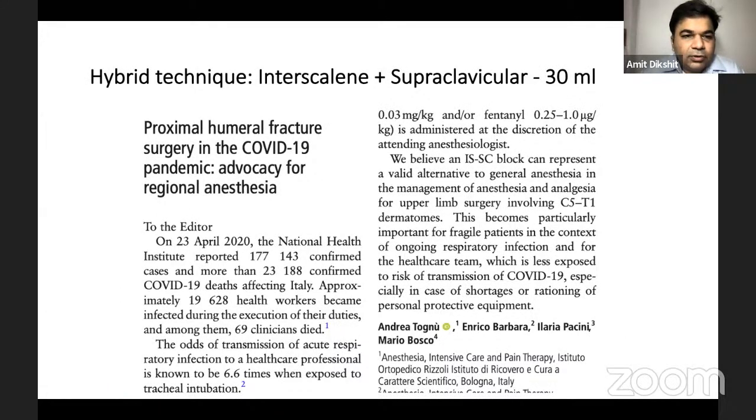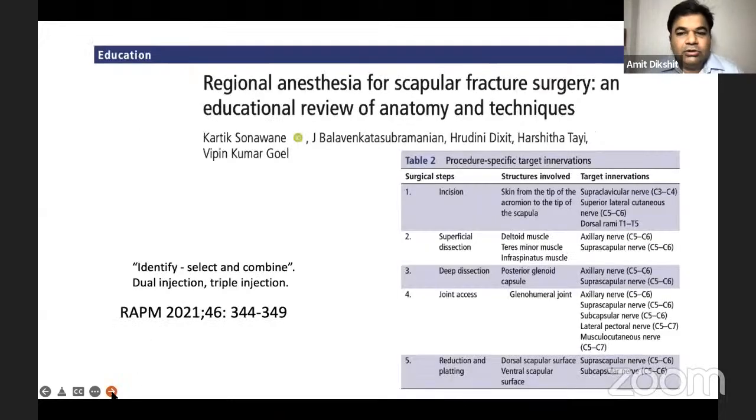Nowadays people have started utilizing a combination of blocks to have the desired effect without causing much complication. So instead of giving a single bolus, big injection of bigger volume, why not divide it and have the desired effect? This was a recent article during the COVID times by Andrea Tognu, where he combined an interscalene block with a supraclavicular block and used around 30 ml. There was also an article from Bala sir and his team on scapular surgeries, where they talked about selective and combined dual injection and triple injection.